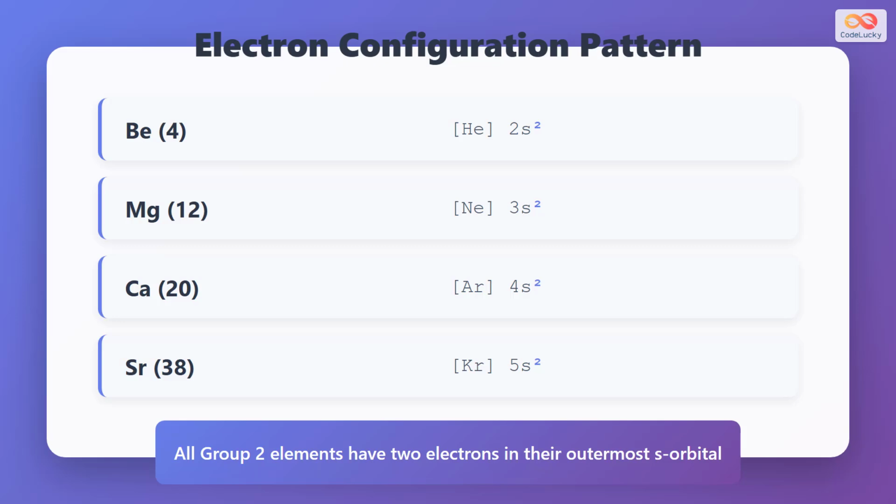The key to understanding alkaline earth metals lies in their electron configuration. Beryllium has the configuration helium core plus 2s squared. Magnesium follows with neon core plus 3s squared. Calcium has argon core plus 4s squared, while strontium has krypton core plus 5s squared. Notice the pattern here. Every single group 2 element has exactly 2 electrons in their outermost s orbital. This consistent pattern of having 2 valence electrons is what gives all alkaline earth metals their similar chemical properties and explains why they behave so predictably in chemical reactions.